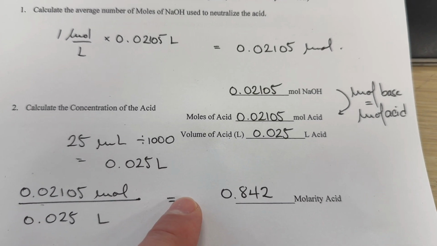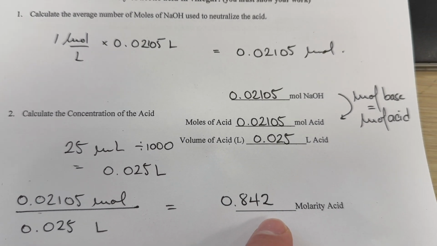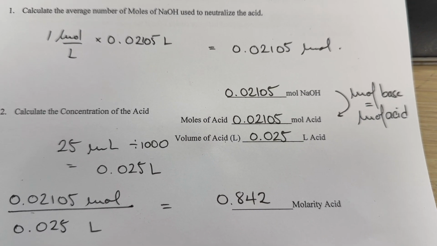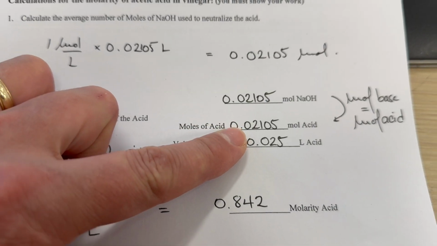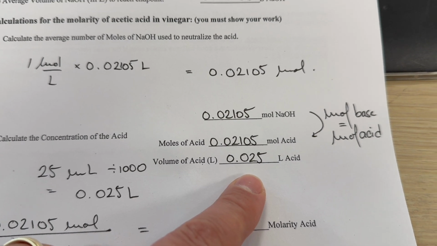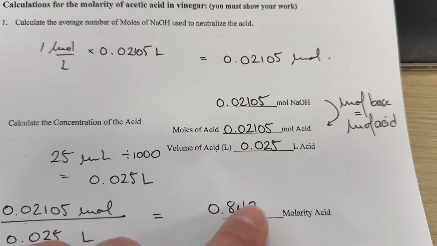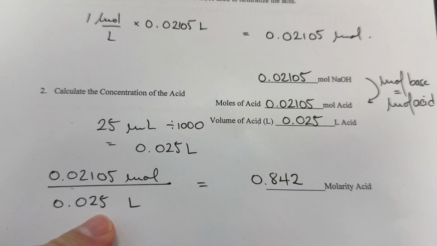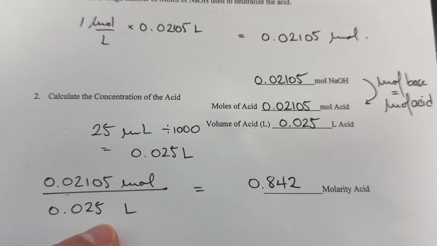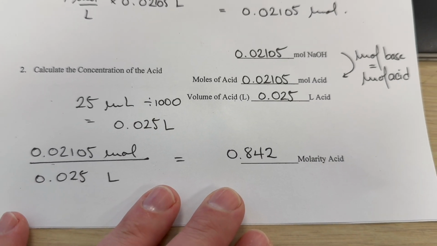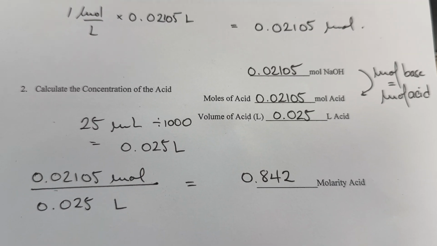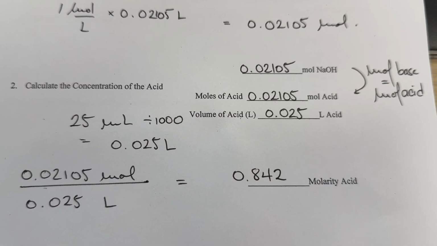So now we can calculate the concentration of the vinegar in molar. Right? The molarity is the number of moles per liter. So we found the moles of the acid, and we have the liters of acid. Again, the acid is the vinegar. So 0.02105 moles of acid over 0.025 liters gives us a molarity of 0.842 moles per liter. And this is the acetic acid.